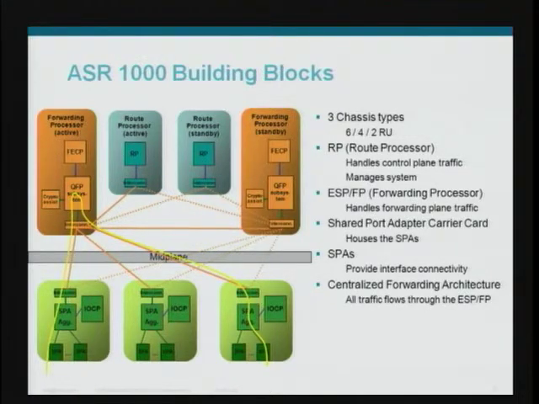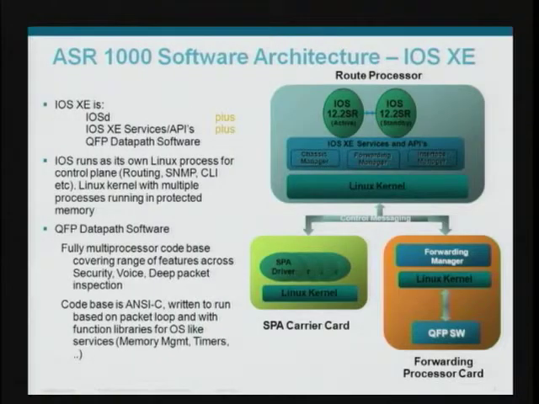So it looks a lot more like general purpose processing as far as needing to be able to update session state and so on. To put that into a software architecture overview, the route processor I was showing, from a software standpoint, we're running Linux, and then we have the iOS operating system running in a Linux process. And we then have forwarding manager running on the card that's also a Linux process.